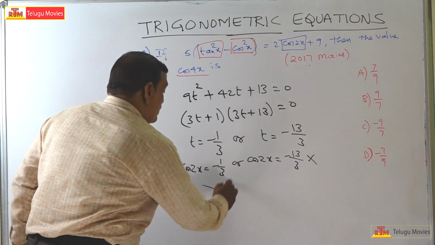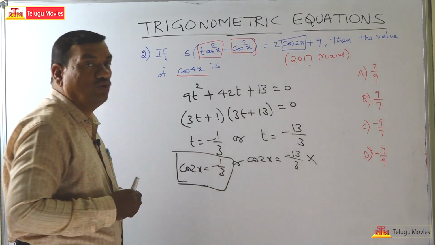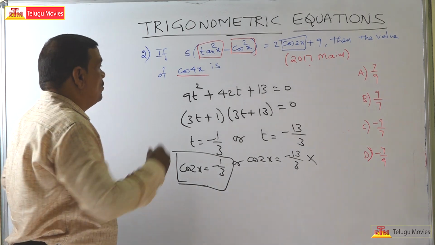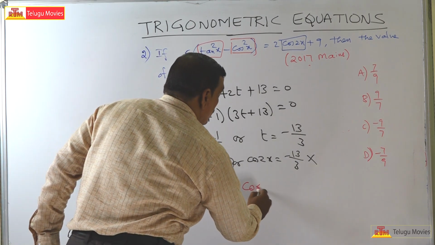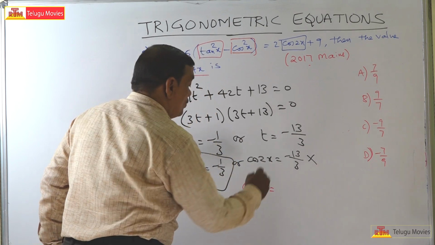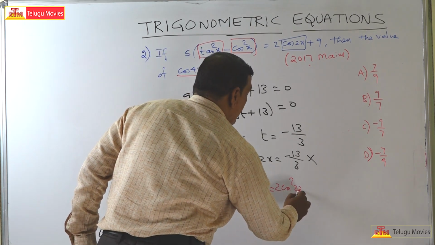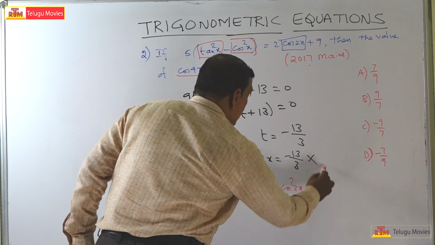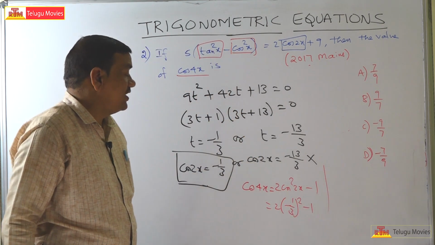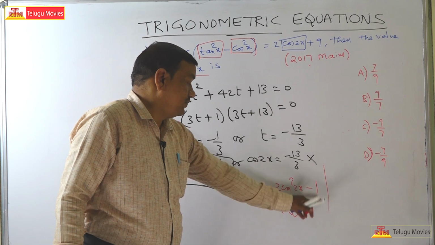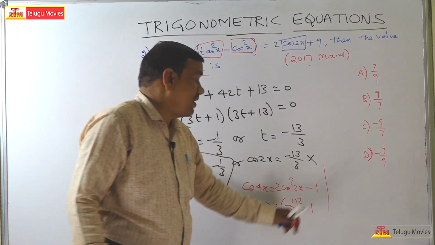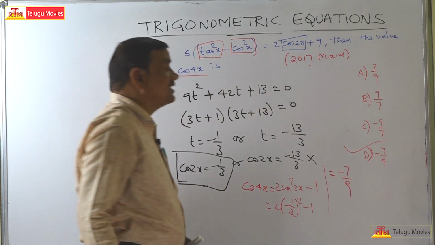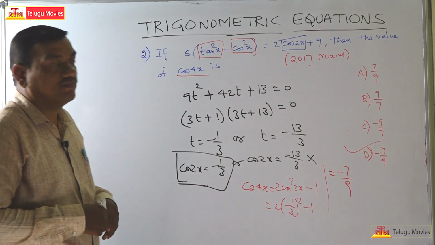Then we will take up cos 2x is equal to minus 1 by 3. Now what we have to find out is the cos 4x value. Cos 4x is equal to 2 cos square 2x minus 1. That is 2 into (minus 1 by 3) whole square minus 1. If you simplify, we get 9 in the denominator. With cross multiplication, 2 minus 9, that is minus 7 by 9. So minus 7 by 9 is the correct answer.